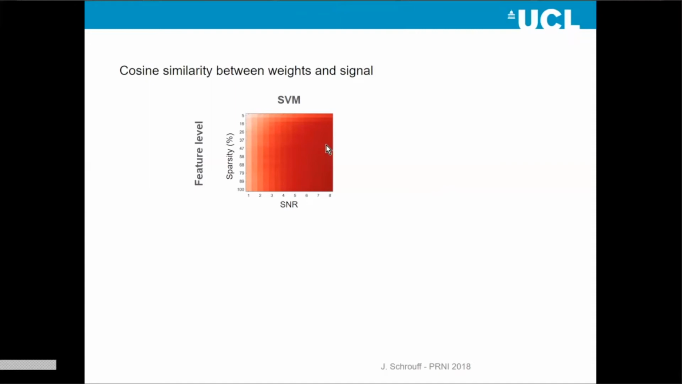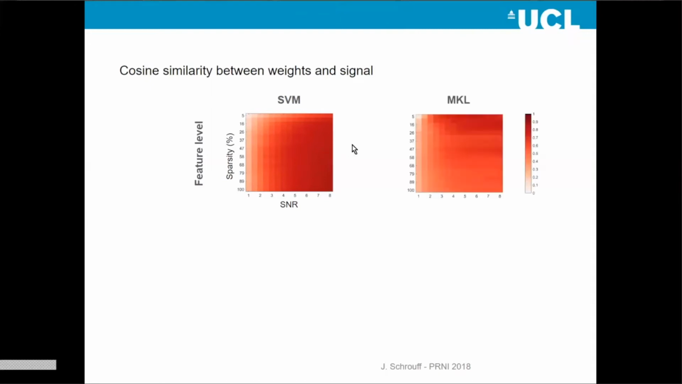And SVM is L2 regularized, so it means that it's going to push some weights to be close to zero, but they will never really reach zero. So all of the channels will have some contributions to the model for SVM. Now, for MKL, we see the pattern is different, and we see that actually the cosine similarity is bigger in this area here, where also we have higher signal-to-noise ratio, but the sparsity is actually better represented in the signal.